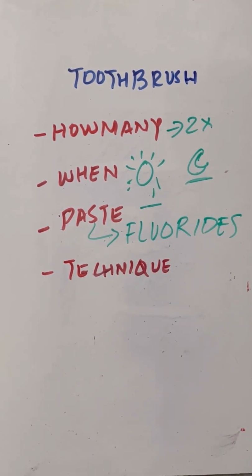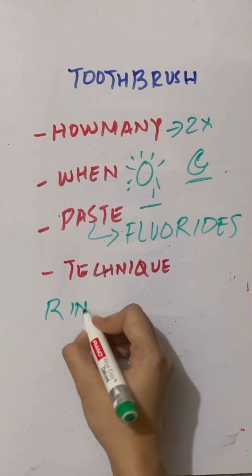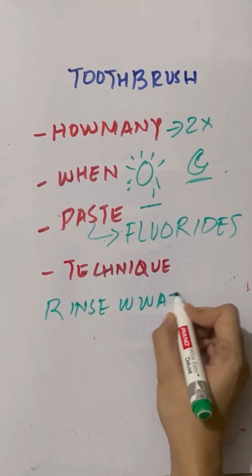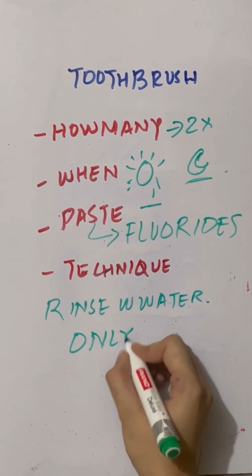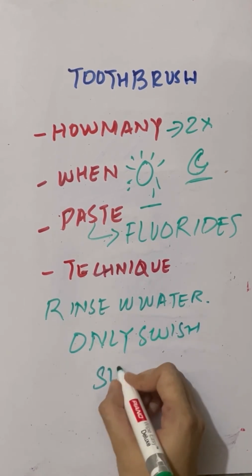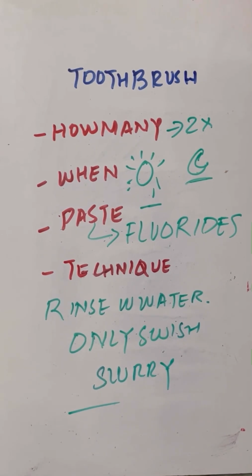By technique we mean that we should not rinse with water. We should only swish the slurry. What does that mean? When we brush, most times we brush and we spit. After spitting, we use water to rinse our mouth. But this is not the correct method. We should not rinse with water. We should only spit and swish the slurry. The slurry should remain on our teeth. By this method, it will protect our teeth from caries.